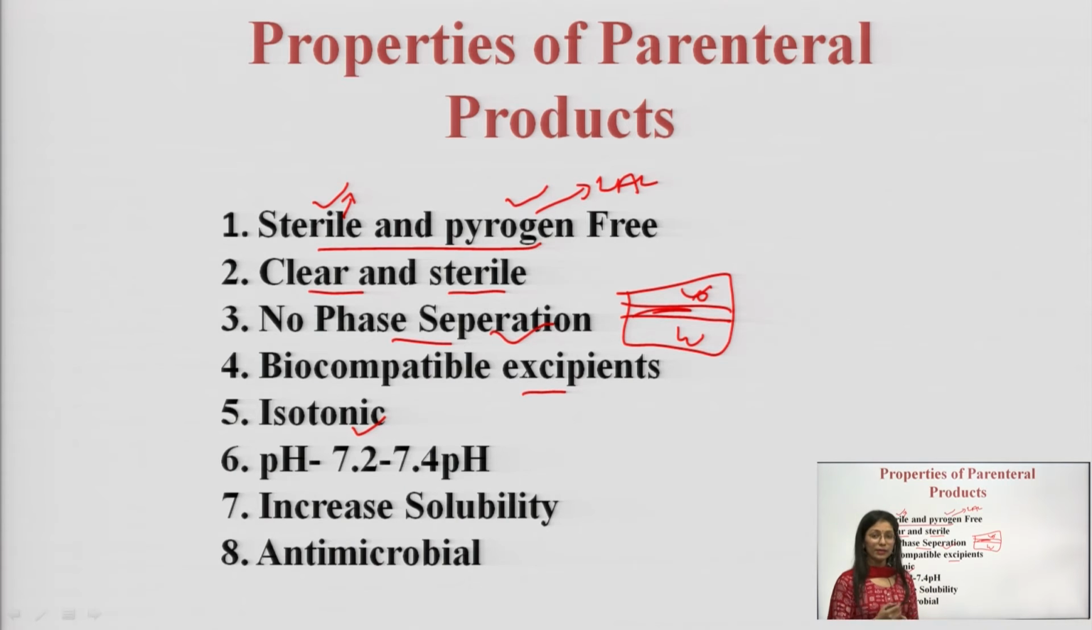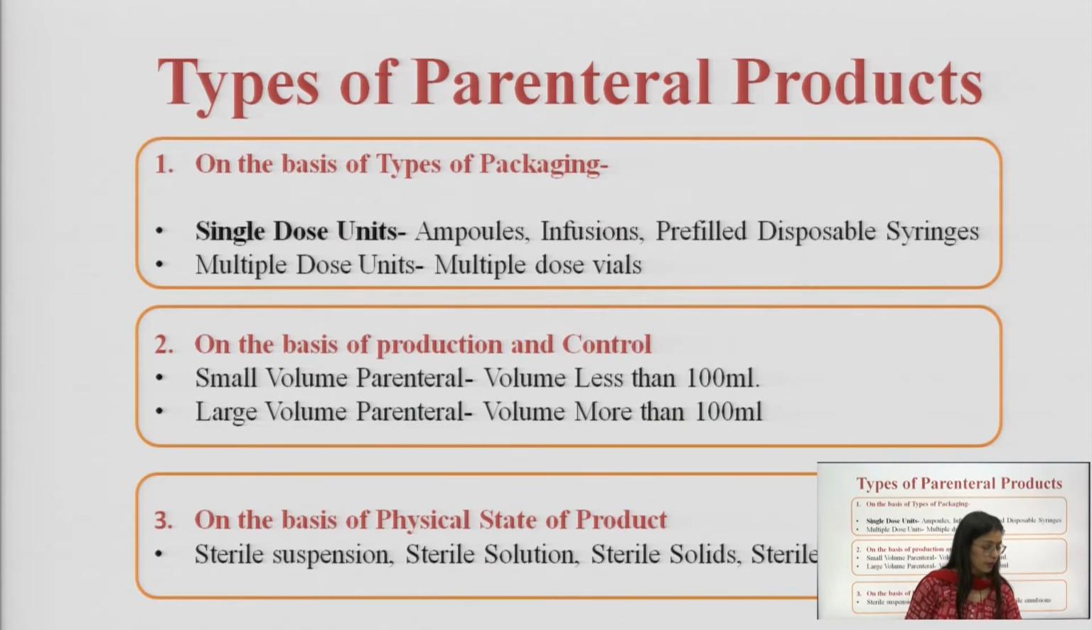Isotonic. Okay. As I told you, isotonicity, we will elaborate it in further slides. pH of the isotonicity should be 7.2 to 7.4, means our parenteral product should have a pH of around 7.2 to 7.4 because the blood has the same pH. Increasing solubility, obviously the solubility of the product should be better. Antimicrobial action should be there. Last point is antimicrobial, means antimicrobial action should be there, because if there is any kind of microorganism that is incorporated inside by mistake, it can be used for fighting that organism.